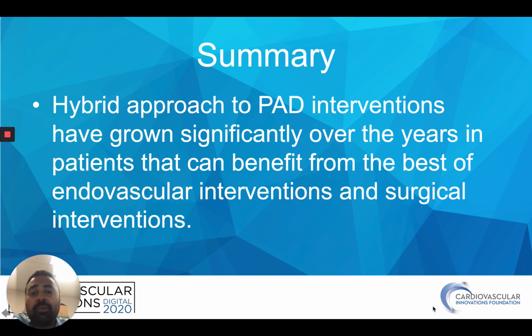In summary, hybrid approach to peripheral arterial disease interventions have grown significantly over the years for patients that can benefit from both endovascular and surgical interventions, and it takes a collaborative effort in many places, and should be an active discussion for every patient to see that we're giving them the best chance to live a long quality of life.